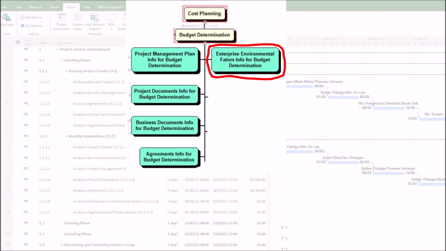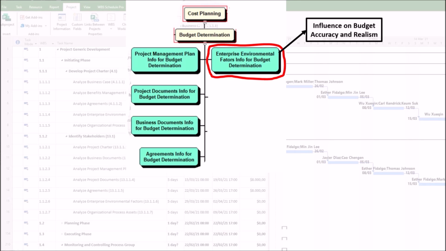How important is the input of enterprise environmental factors to the determine budget process? The input of enterprise environmental factors is critically important to the determine budget process, as these factors influence cost estimations, funding requirements, and overall financial planning. Below is a detailed breakdown of their significance.